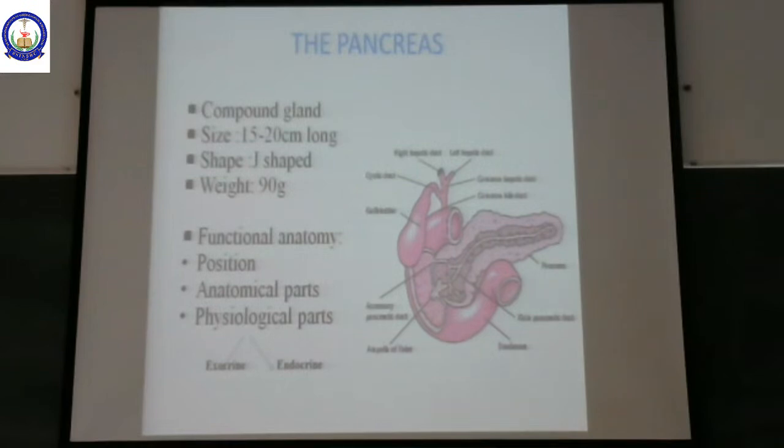Duodenum is the structure which is continuous with the stomach, right? After stomach, we have the duodenum. In the second part of the duodenum, these pancreatic ducts will open. So all the secretions will be poured into this part.